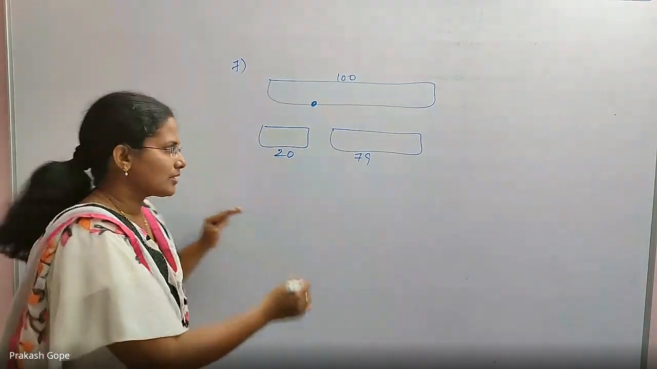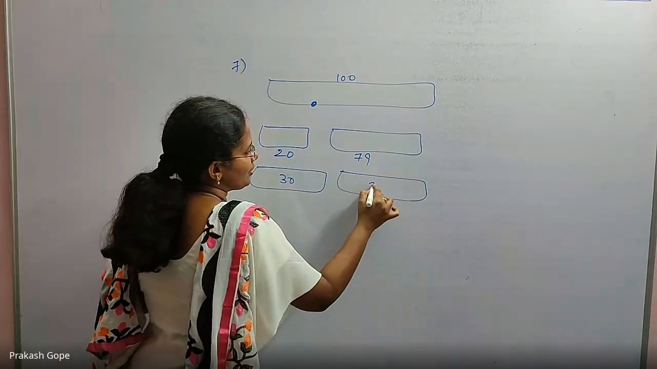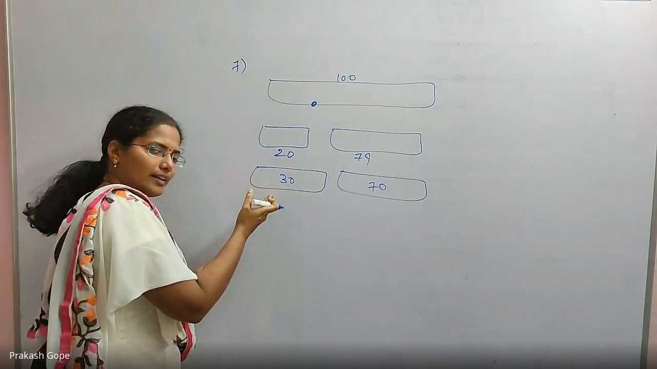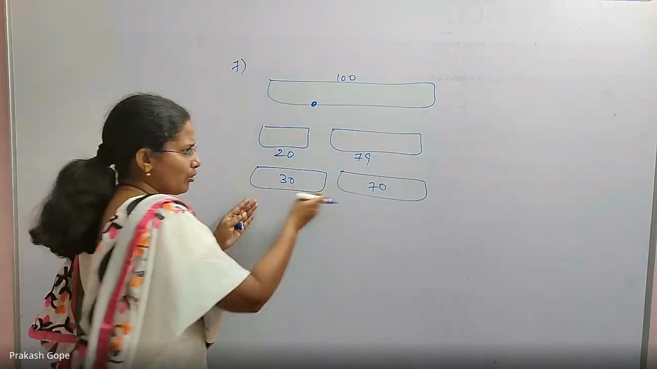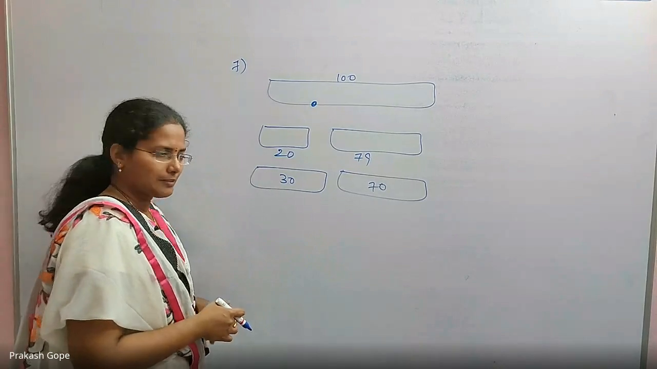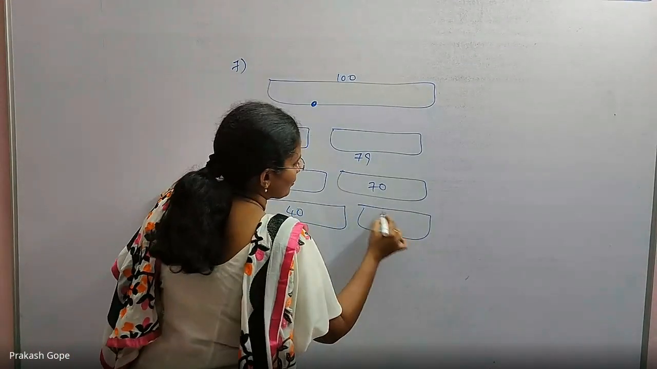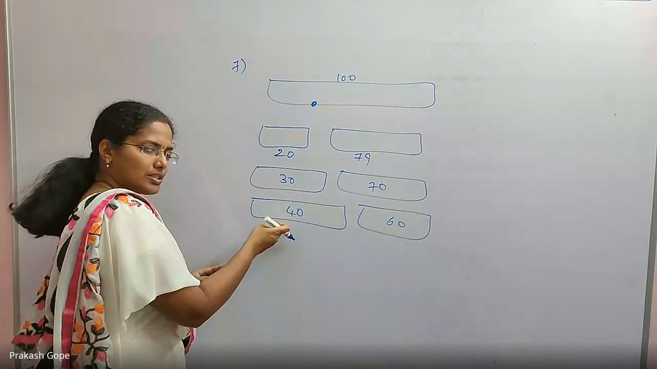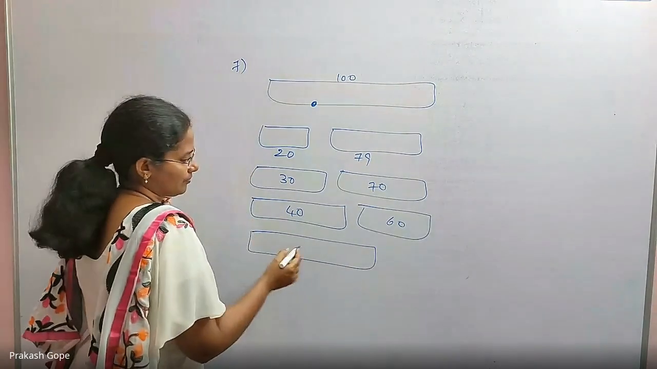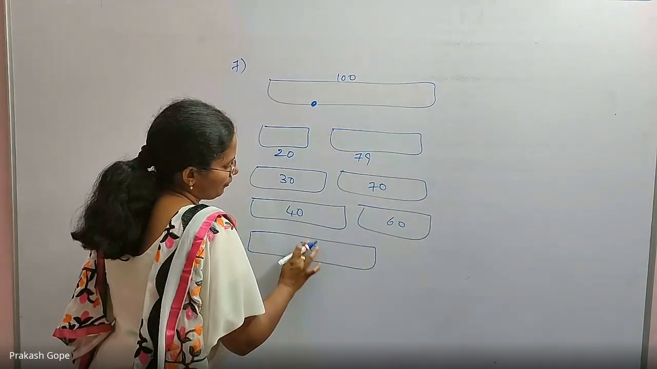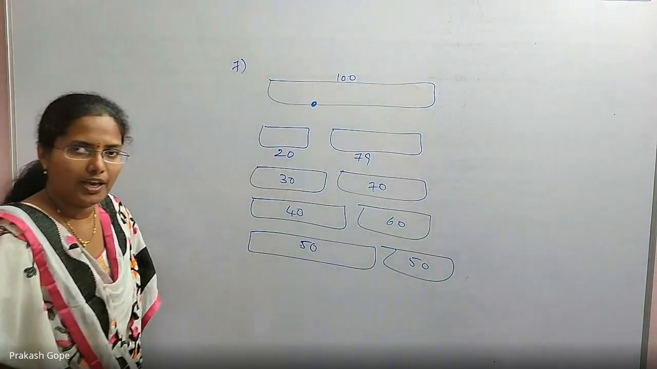Better than that is having 30 elements here and 70 elements here. This is also fine, each part has at least 1/5 of the elements. 1/5 means 20. Both of them have at least 20 elements. The next best is 40 and 60. This subarray has 40, that has 60. The next one is 50-50. This is the best thing that can happen.